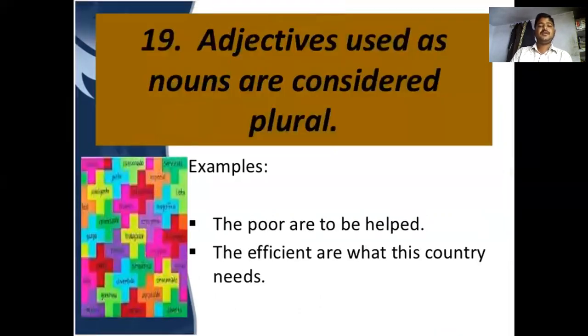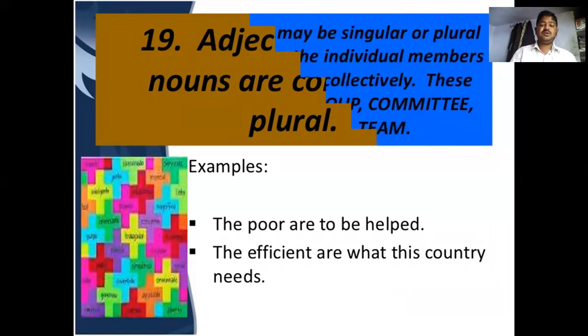Adjectives used as nouns are considered plural. When the adjective is used as a noun, it should be considered plural. The poor are to be helped. The efficient are what this country needs. So adjectives like poor and efficient are acting as a subject, and all the time they have to be treated in a plural form.